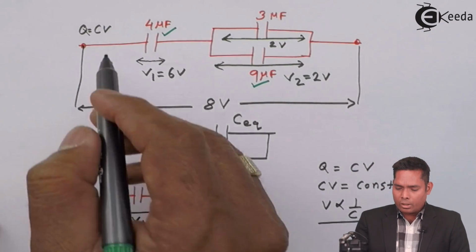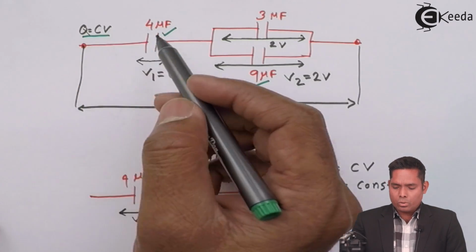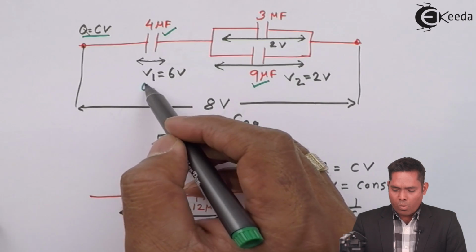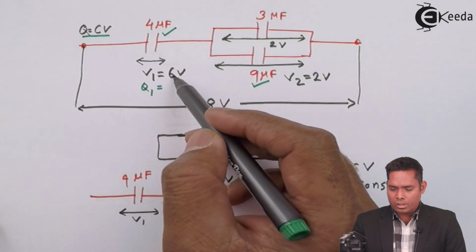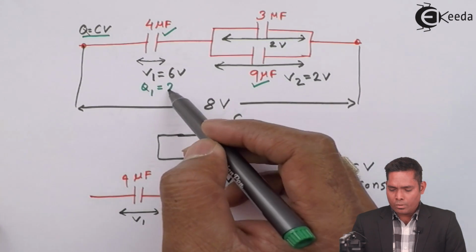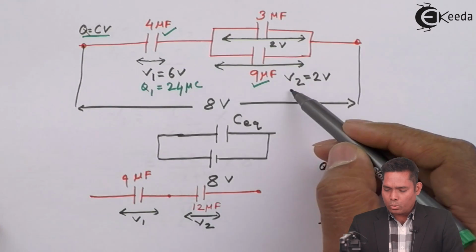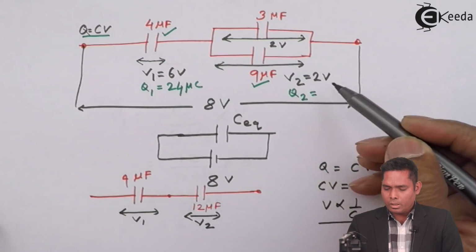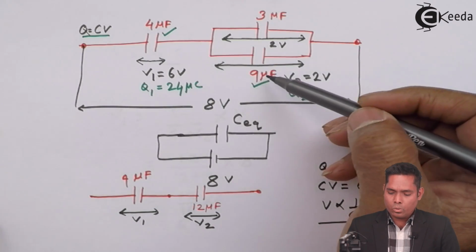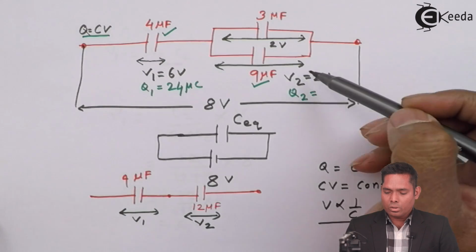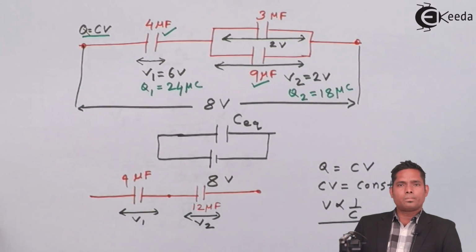So again, to find the charges, we will use this formula. Q is CV. So this Q, I will call Q1, which is CV1. C is 4, V is 6, so it is 24 microcoulomb. So for this, what is Q2? Q2 will be the capacitance into the potential difference, that is 2 volt. So 9 times 2 is 18 microcoulomb.